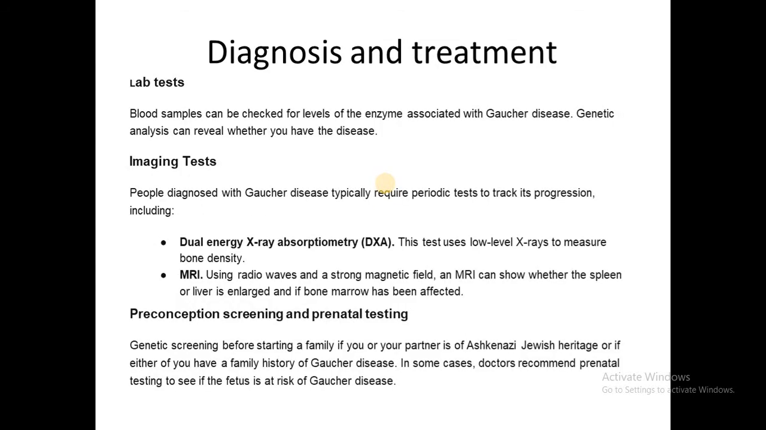Next we see about the diagnosis and treatment. First, diagnosis by lab test. Blood samples can be checked to check the levels of enzymes associated with Gaucher disease. The enzyme is glucoceramide hydrolase. Genetic analysis can show whether the patient has the disease.